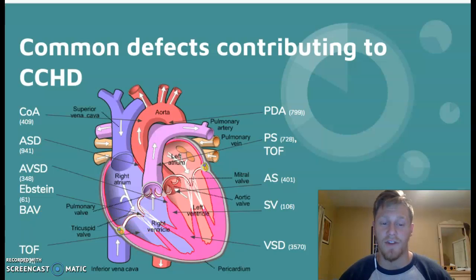TOF, or tetralogy of Fallot, causes pulmonary valve stenosis, ventricular septal defect, overriding aorta, and right ventricle hypertrophy. These are basically all just going to affect blood flow in various ways, just like patent ductus arteriosus. Right here, the ductus arteriosus will fail to close after birth, and this allows oxygenated blood from the left heart to flow back into the lungs by the aorta.